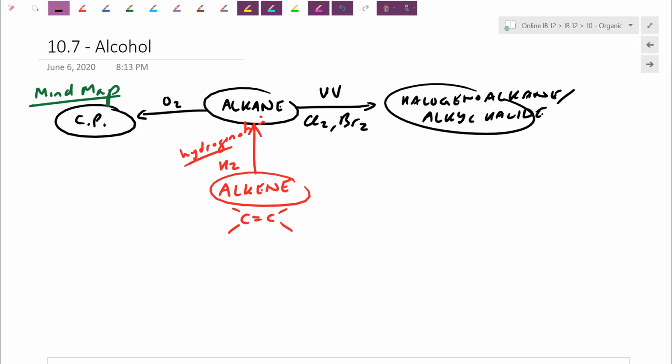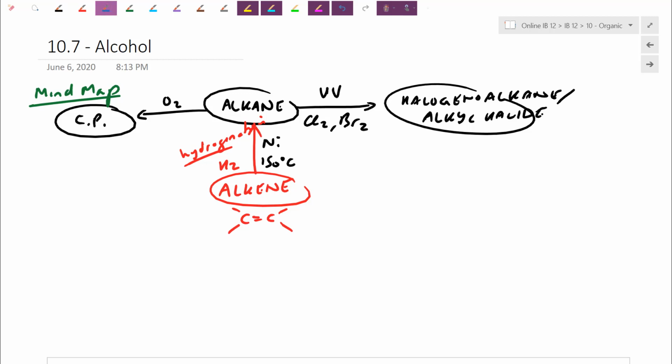For this one, the reaction conditions needed a heterogeneous catalyst of nickel. Sometimes they use palladium or platinum, which works just as fine. This one needed a slightly hotter temperature, so let's make it 150 degrees. If it's 160, it still works. 140 probably still works, but it just needs to be slightly hotter than room temperature. So that's one other thing I can add to this diagram.